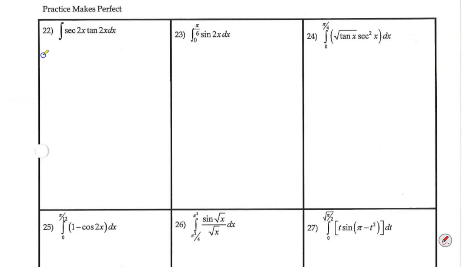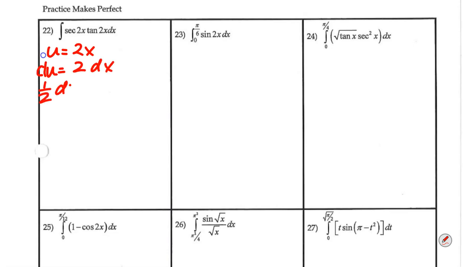Anyone have an idea what my u is here? Because this is a u-sub question. Well, what else is there? What else can we do? Yeah. Let's make it the theta. Let's go back to what we started the class with. This is correct, by the way. So u is equal to 2x, du is equal to 2 dx.